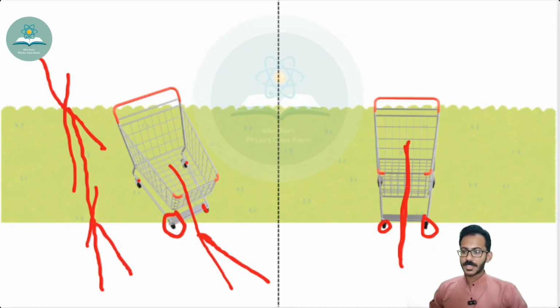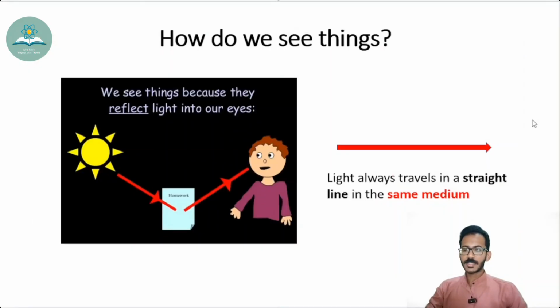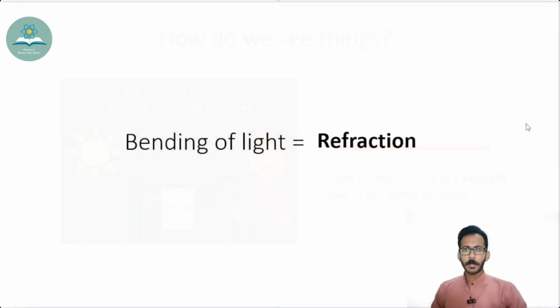Let's see what we have studied once again. We started by asking, why do we see the top part of the pencil and the bottom part of the pencil differently inside water? We discussed that light always travels in a straight line in a single medium. When the medium changes, the speed of the light will change. That's why the light will bend. So the bending of light when it comes from one medium to the next medium is called refraction.